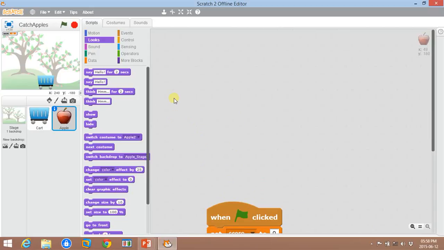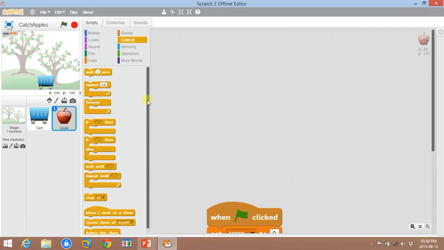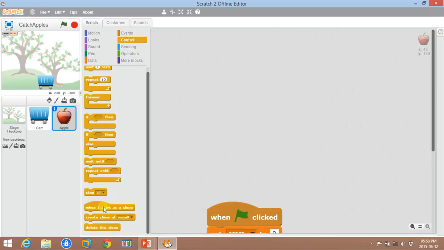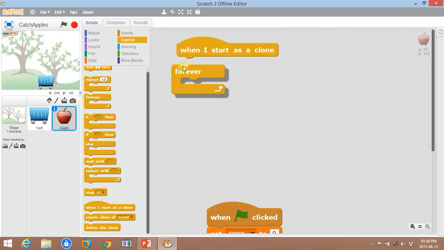Okay, next block. Okay, so we have created our clones. Now we need to use them. Okay, so go to your control collection and drag the when I start as a clone block onto your script area. Okay, then go and get your forever loop in the same control collection and put it underneath.